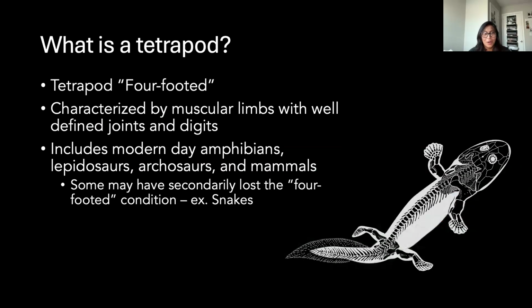But I've been saying tetrapod and I haven't really defined it. So a tetrapod, quite literally, the name means four-footed. And it's vertebrates that are characterized by having muscular limbs that end in defined joints and digits. And so today, our tetrapods, again, are those amphibians, reptiles, and mammals. And even though some may have lost a set of limbs or all 4 limbs, like snakes, for example, they're still considered tetrapods because they evolved from an ancestor that had all 4 limbs.